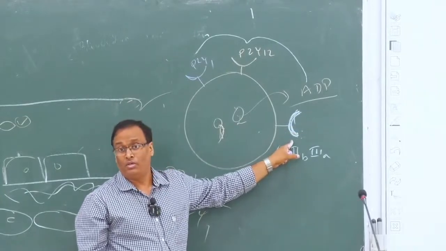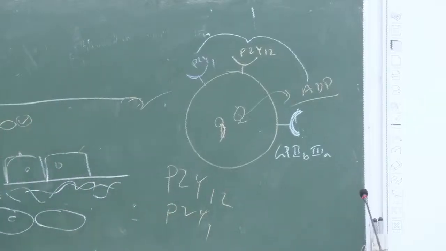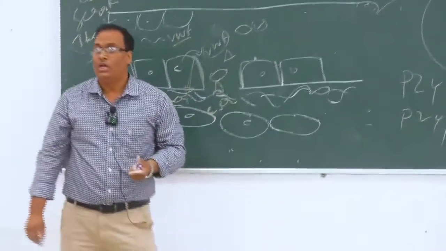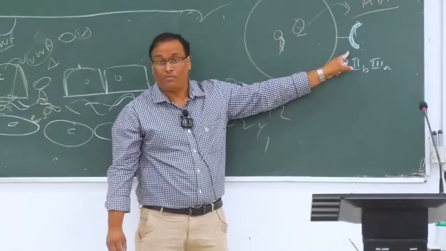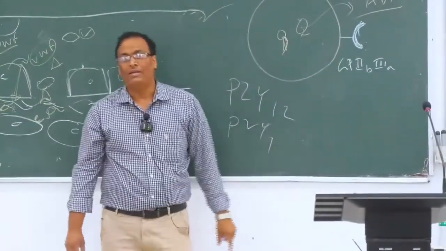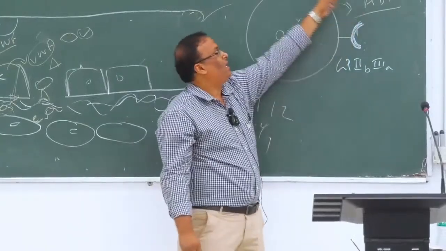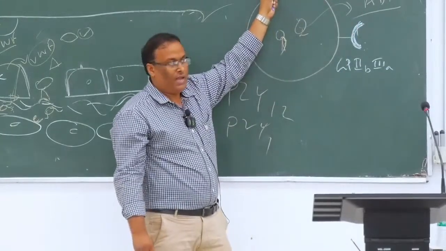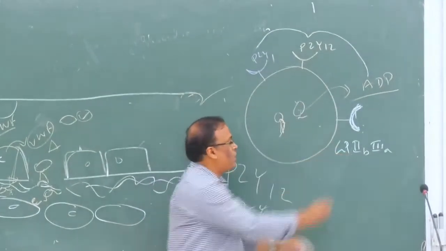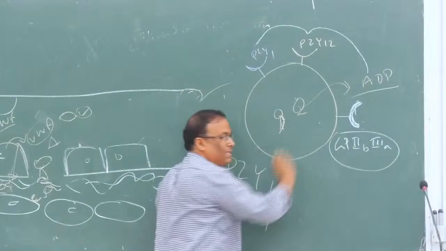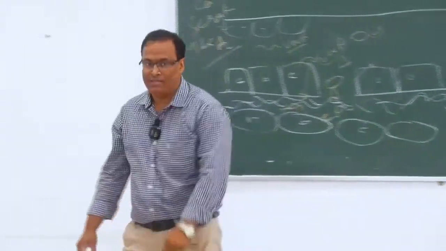Understood? So the function of P2Y12 and P2Y1 is to connect with the ADP, and that is why it is called ADP dependent expression of the 2B3A glycoprotein. This is called ADP dependent. How? ADP is connected to these receptors, and these receptors help the conformational change of this one, and only then it is active. Whenever it is active, then aggregation happens.